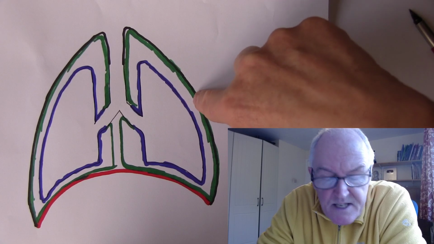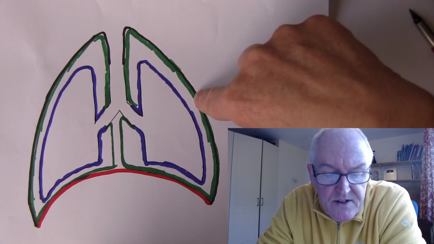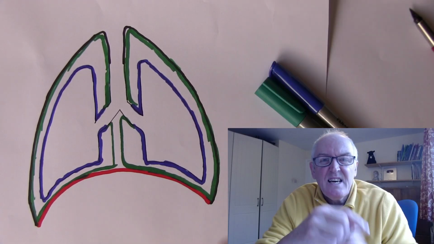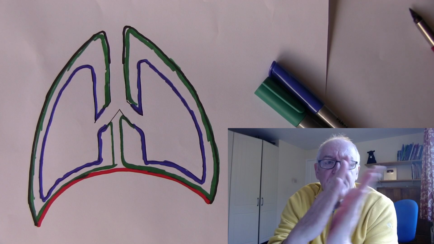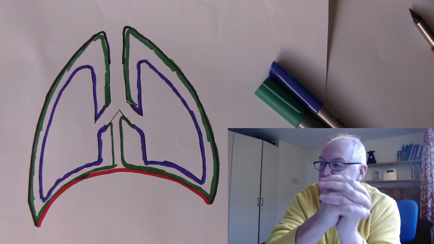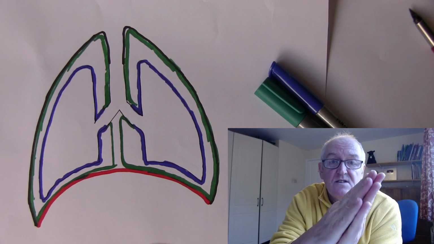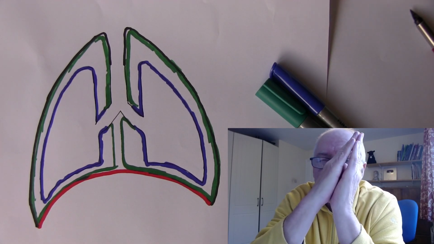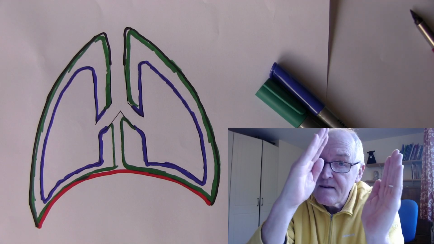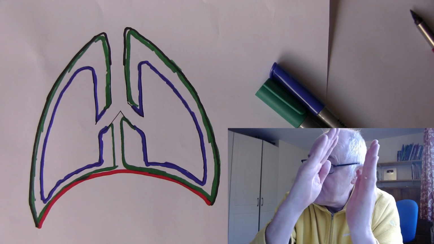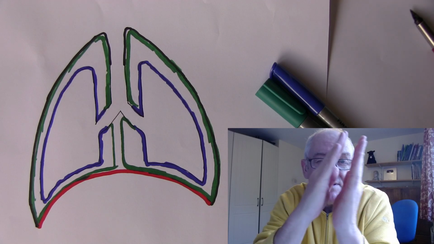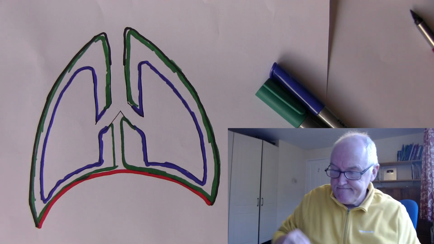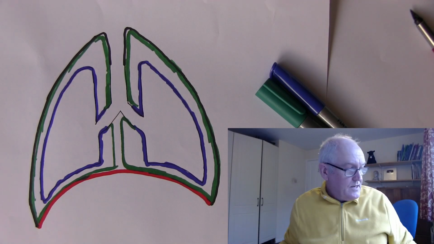But the problem is that this potential space in pathological situations can become an actual space, because the parietal pleural membrane and the visceral pleural membrane are not physically stuck to each other, they're just sucked onto each other. So that means if something gets in between the two, like this, then it can separate the two membranes, and the potential space becomes an actual space. And there's quite a few things that can do this.